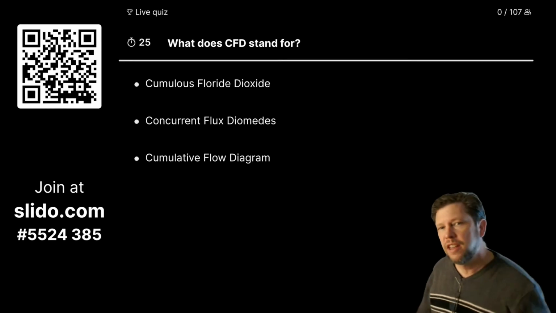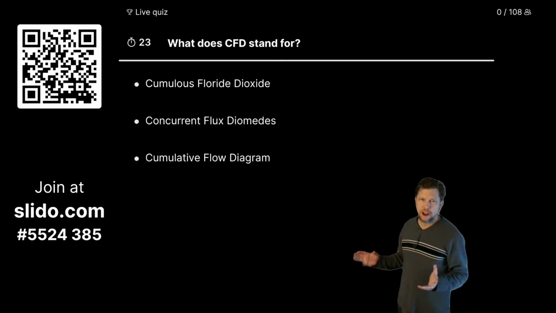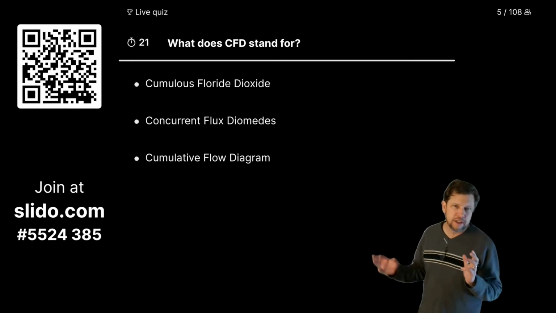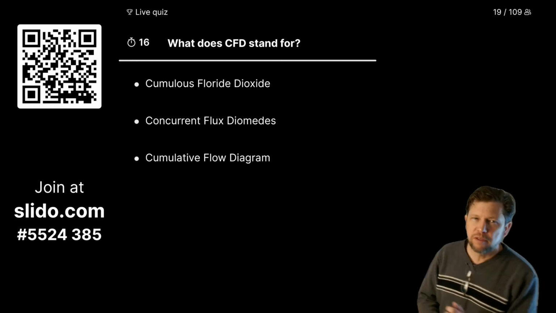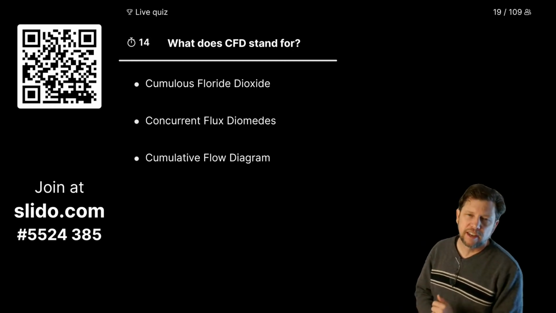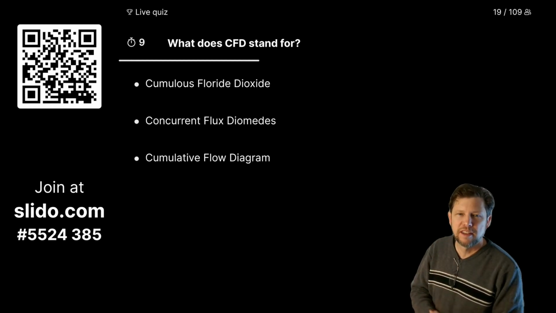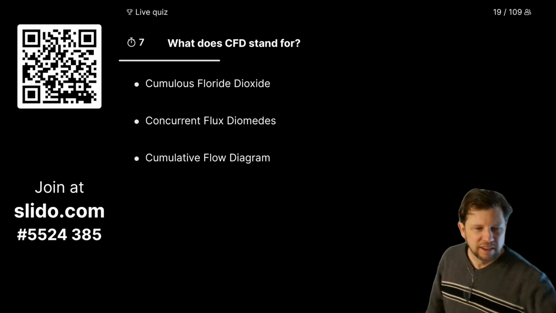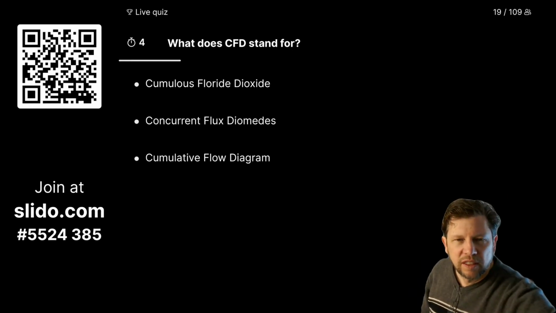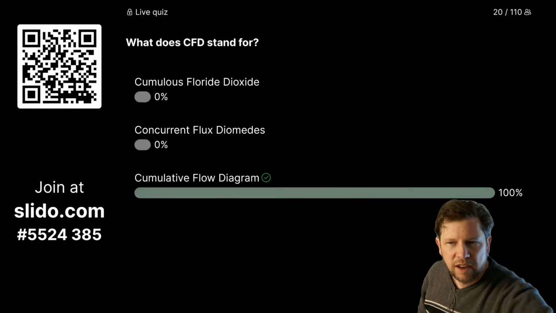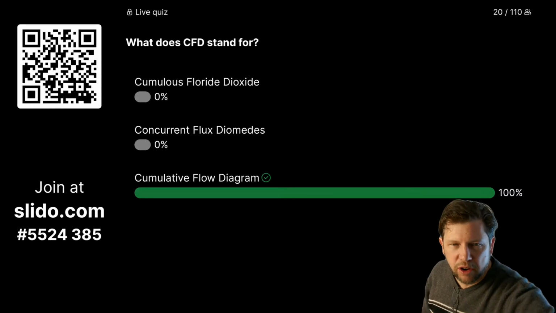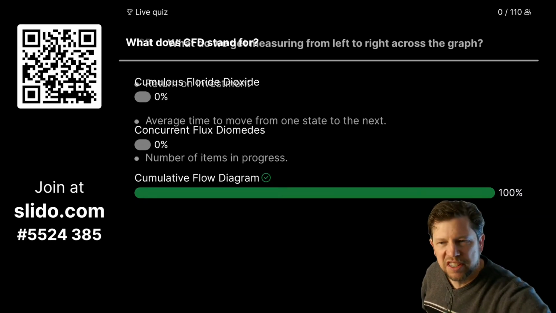Okay, first question. What does CFD stand for? Cumulus fluoride dioxide, concurrent flux diomedes, or cumulative flow diagram? And based on feedback from last week, I have added an extra 10 seconds. So hopefully you have time to decide which of these it is. Three seconds remaining. And yes, everybody got it. Cumulative flow diagram. Very good. Okay, I need harder questions.